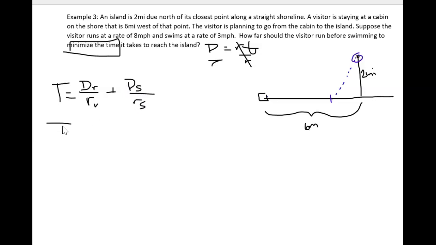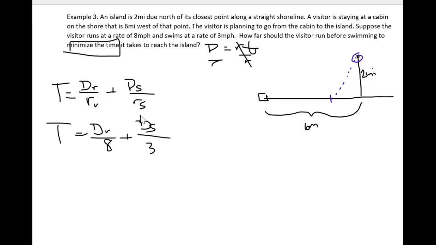Now some of these aren't actually variables. Distance spent running, the speed that I run is 8. Distance spent swimming, and the speed that I swim is 3. So one of the things in the strategy is to take an equation, this is an equation, and make sure it's in terms of a single variable. So that's where our sub-equations or our supporting equations come into play.